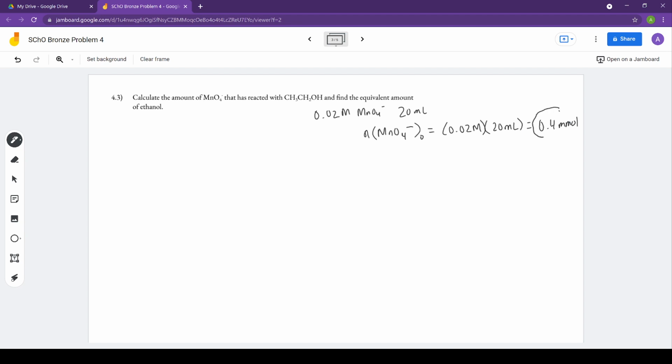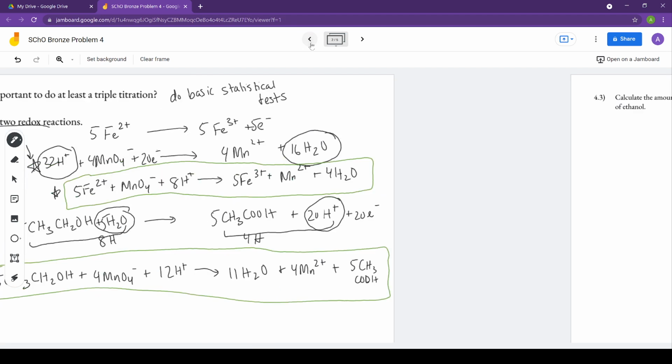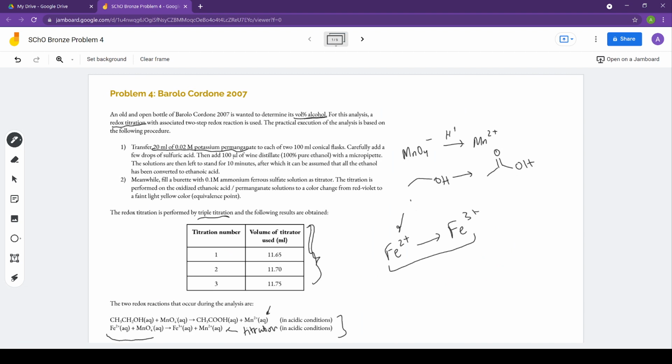So we have this initial amount of permanganate, right? We also know that if we took the average, so if we look back here at the volume of the titrant used, the volume of the titrant used is the amount of Fe2+ that's used. If we take the average of these three, we can see that on average we need 11.7 milliliters. So we can figure out how much Fe2+ was needed to titrate the excess permanganate. So let's look at that.